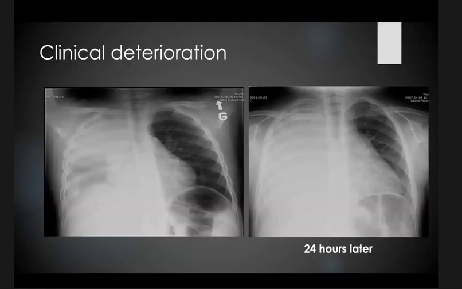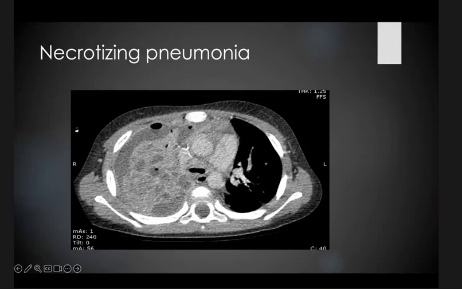Here you have a child with clinical deterioration from that big pneumonia and pleural effusion, and 24 hours later, basically a white lung with shift of the mediastinum on the left. So he had a drain because you see air here in the pleural part, but you see that it was a necrotizing pneumonia with all those necrotizing parts of the lung, which is completely consolidated.